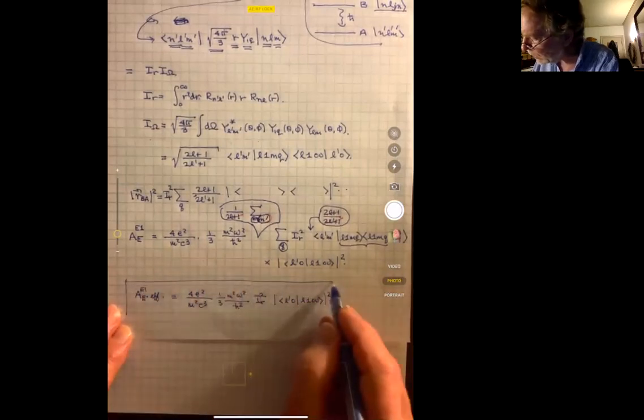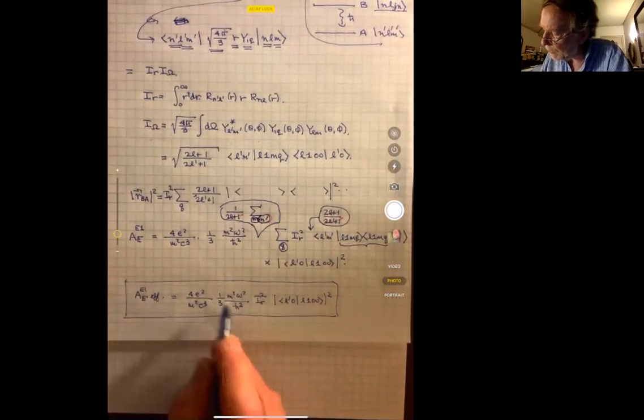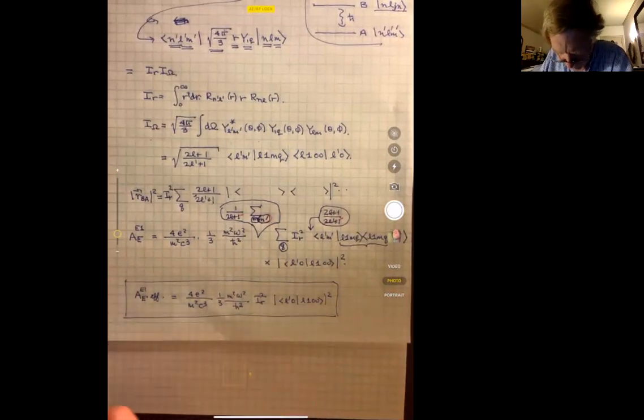And this then is the formula that would be usually quoted in books and tables. I can clean up these constants a little bit, but this is the formula which is usually quoted in books and tables for the effective electric dipole transition between two states of a single electron atom using the electrostatic model for the states. And this is the derivation of it.